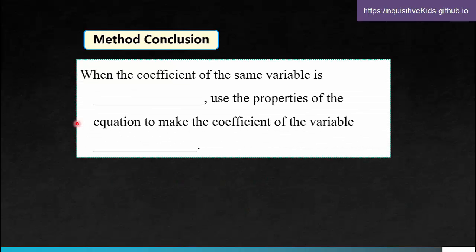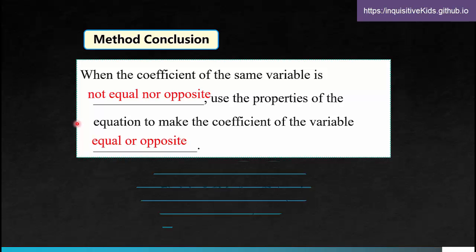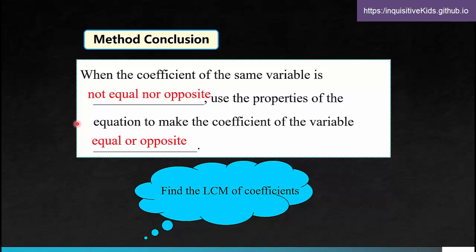Method conclusion. When the coefficient of the same variable is not equal or opposite, use the properties of the equation to make the coefficient of the variable equal or opposite. So when the coefficients are not equal nor opposite, you can multiply or divide those equations, but make sure you're doing it correctly, on both sides, to make them equal or opposite. So for example, in that case, we were trying to find the least common multiple of the coefficients.